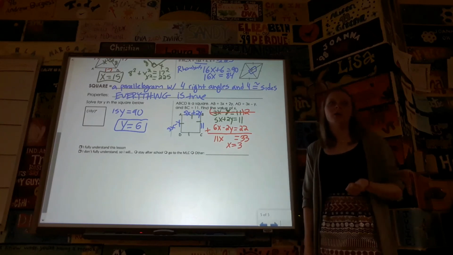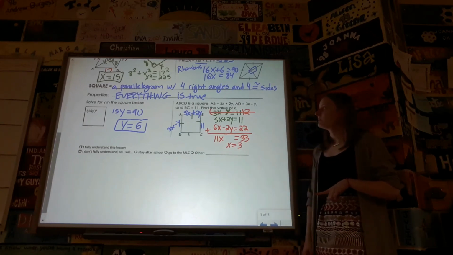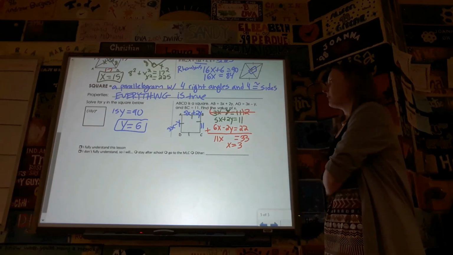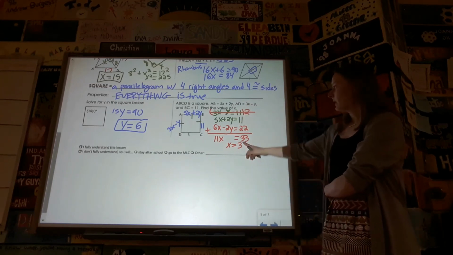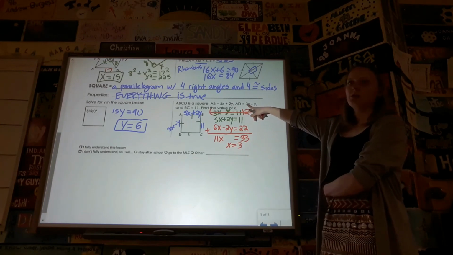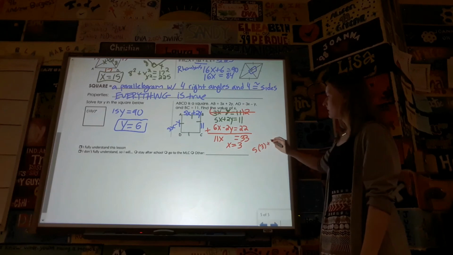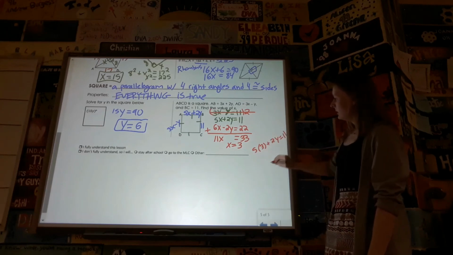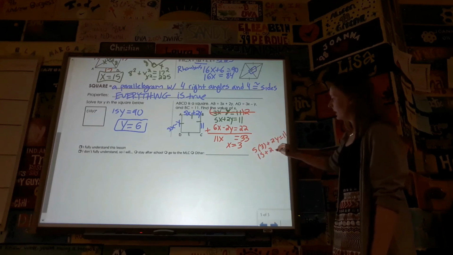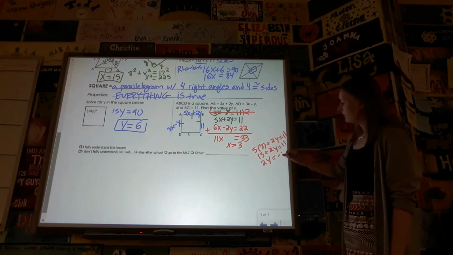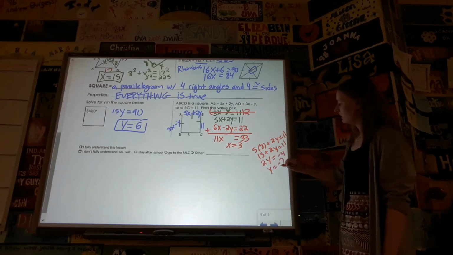Now, I found one of the variables, I need the other one. I know the directions just say to find x, but I also want to find y. So how would I find y? Plug it into either of the two equations that you had in the beginning. So I will do 5 times 3 plus 2y equals 11. That's 15 plus 2y equals 11. Negative 4y is equal to negative 2.